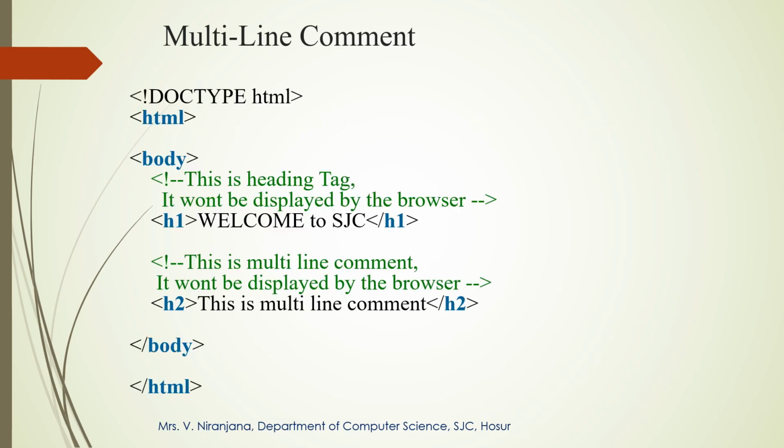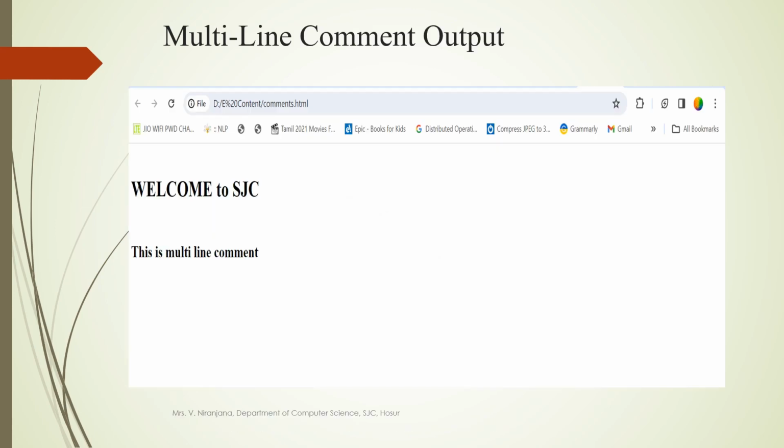So this is a sample of the multiple line comments, same as the previous example. Here the only change is that the comments are given in two different lines. The first line just contains the heading tag, and in the second line you can see it won't be displayed by the browser. Again in this program, in the output you can see only the two lines, Welcome to SJC, and this is a multi-line comment. When you run this in the web browser, you can see an output like this.